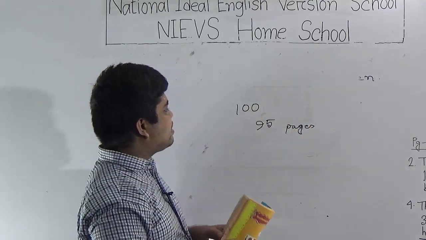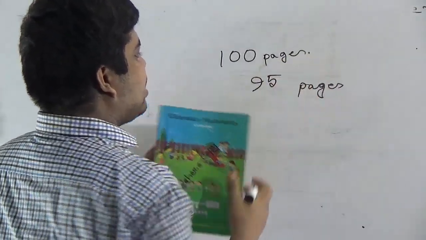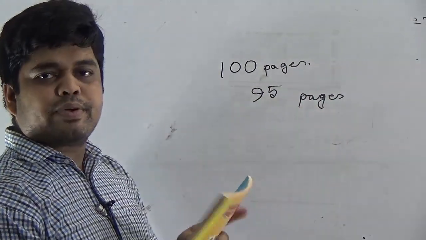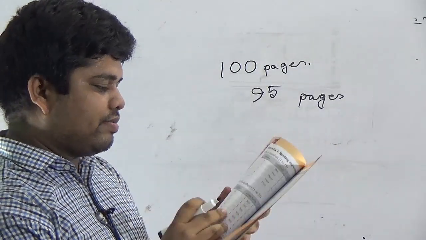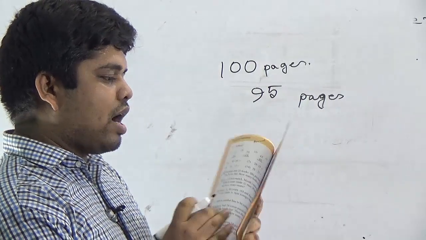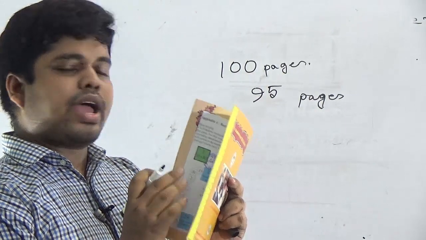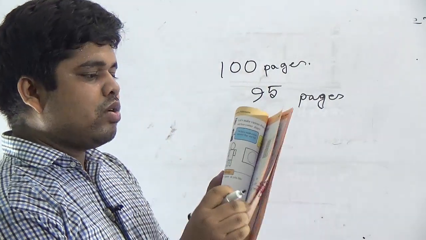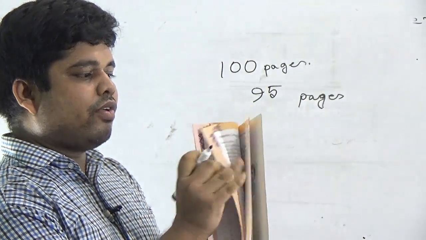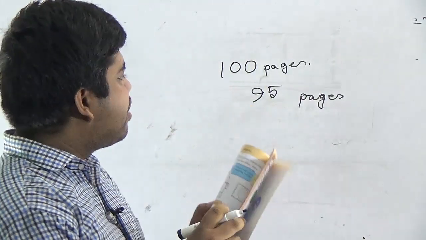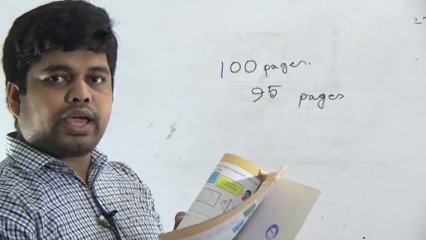My dear students, notice your EMB book has 100 pages. You already read 95 pages. Then how many pages left? Here you notice: 1, 2, 3, 4 and 5. I repeat, 1, 2, 3, 4 and 5. So how many pages left? 5 pages left.